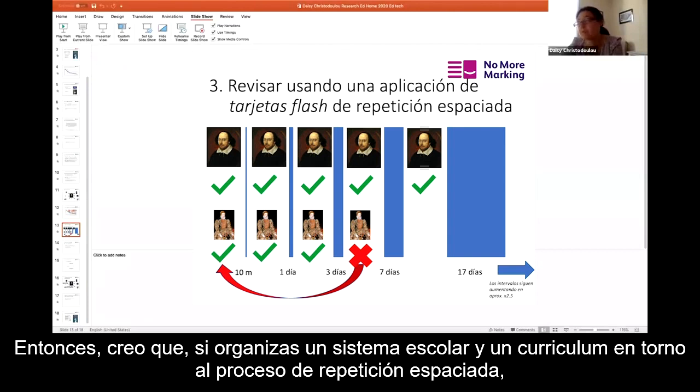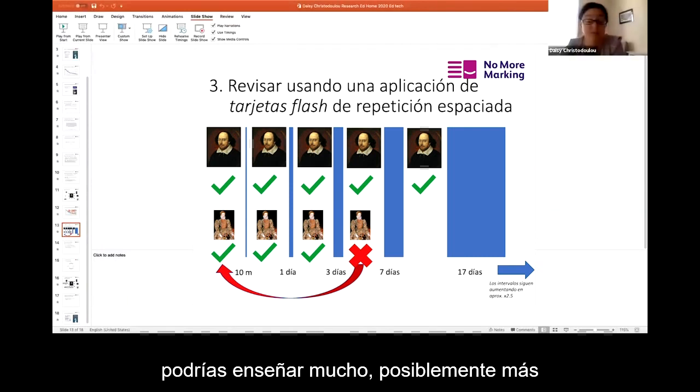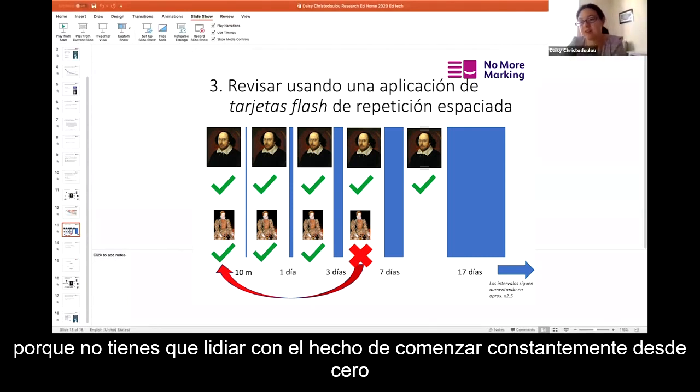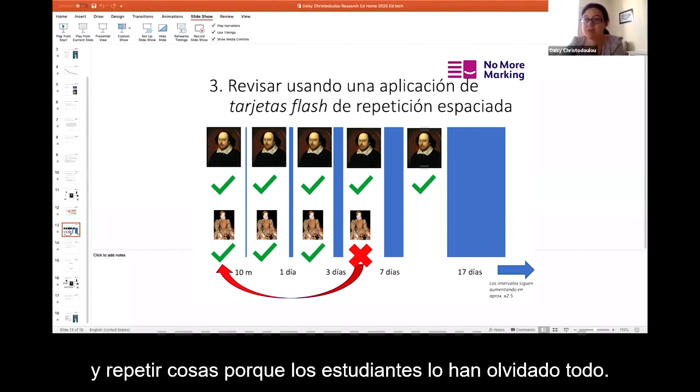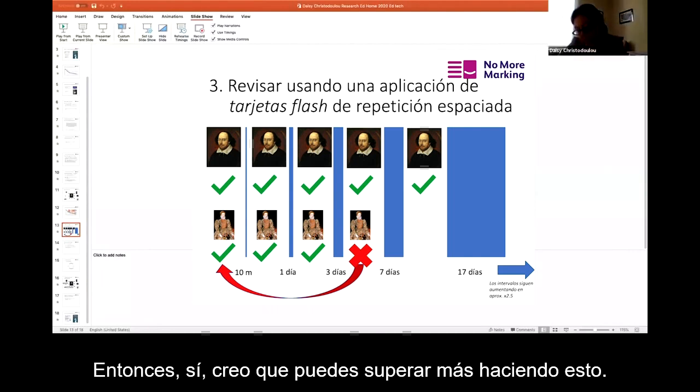So I think the interesting thing about this is if you actually organise a school system and a curriculum around the process of spaced repetition, you wouldn't have to reduce the content you taught. You could teach as much, maybe possibly, I would say actually more, because you're not constantly having to start from scratch and repeat things because students have forgotten it all. So yeah, I think you can get through more by doing this.